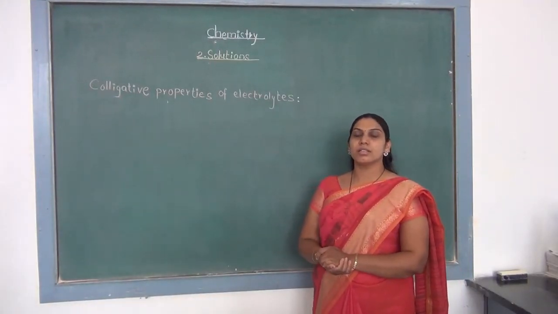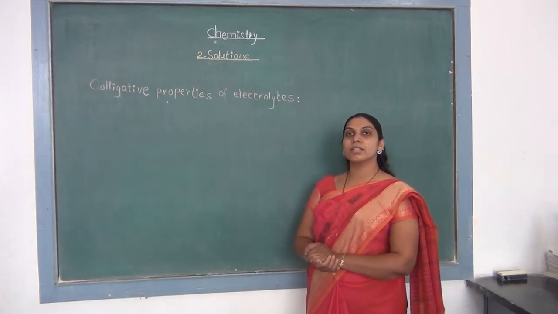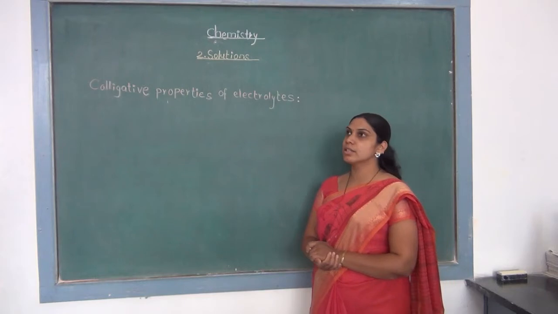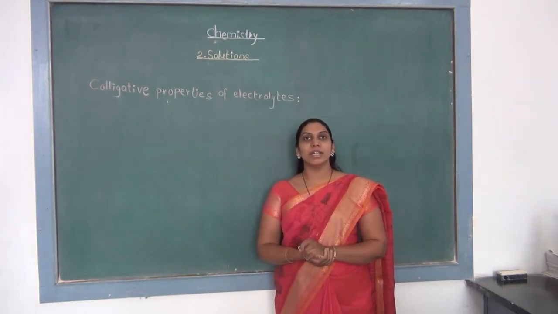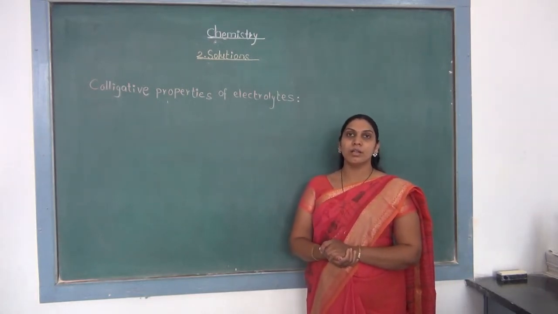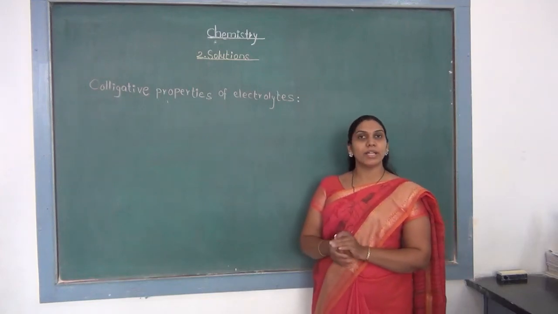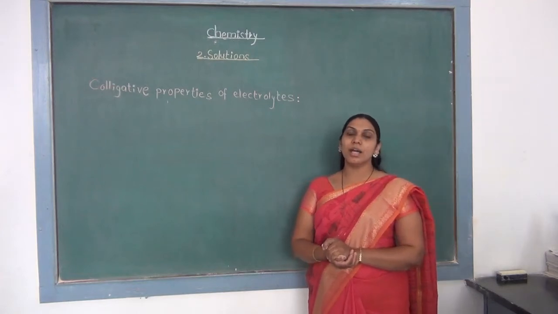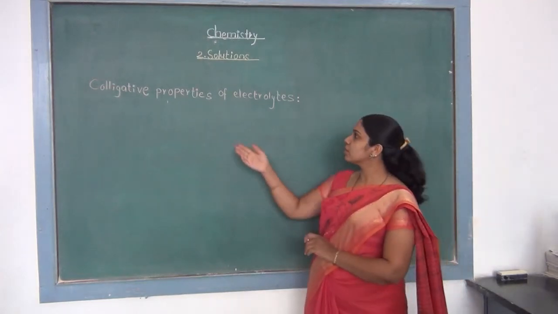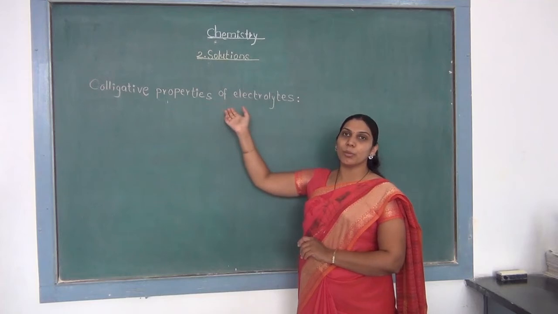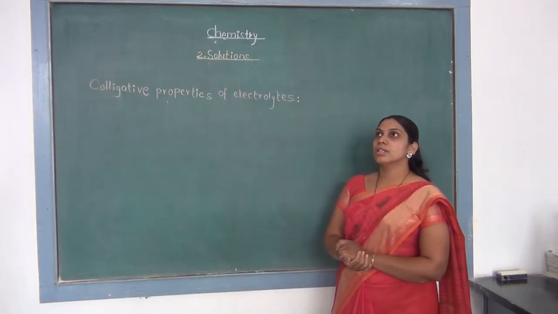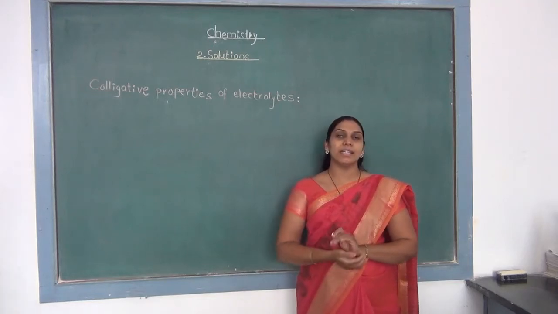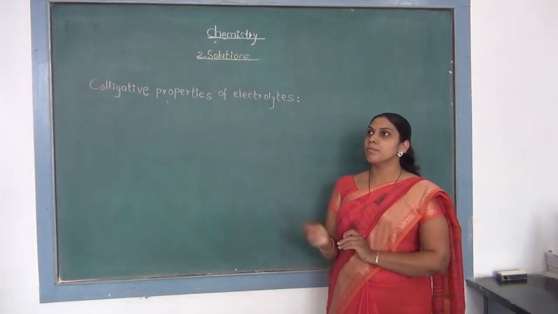In previous lectures, we have discussed the colligative properties of non-electrolytes. Among those, we have studied 4 different colligative properties: vapor pressure lowering, boiling point elevation, freezing point depression and osmotic pressure. Now in today's lecture we will be studying the colligative properties of electrolytes. We will just revise or recall what electrolytes are.